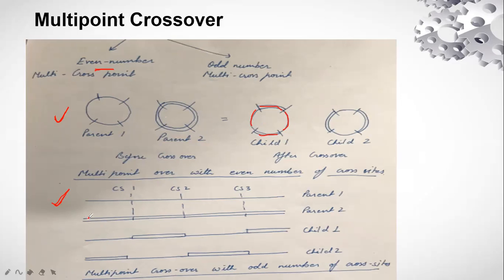Similarly, in the odd number multi-point, I will be taking the string, the straight line, right? So here I'm taking odd number, so there are 3 cross sides. Earlier, I was taking even number, so there are 4 cross sides, you can see. These are the 4 cross sides, right? So I've taken these 3 cross sides, and these 3 cross sides are to be interchanged and swapped, as we are doing in every case, right?